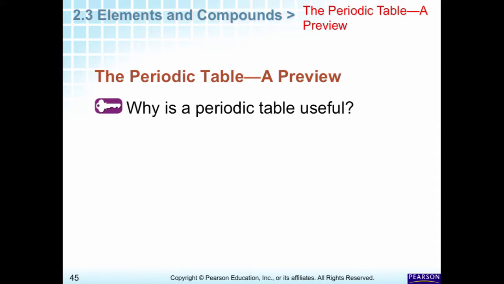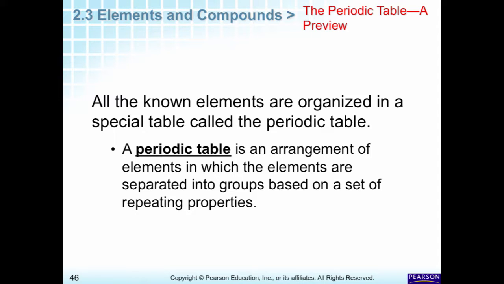Okay, let's talk about the periodic table. What does the periodic table do for us? Well, it organizes the elements into elements that are similar in properties that appear on a repeating basis.